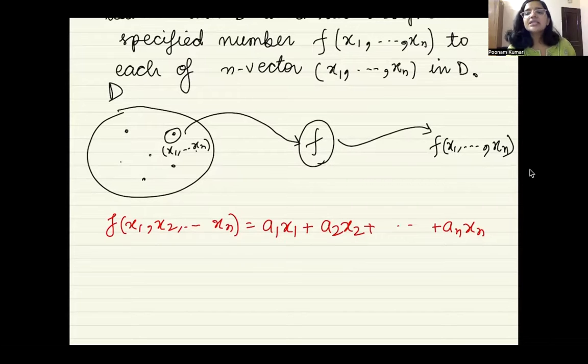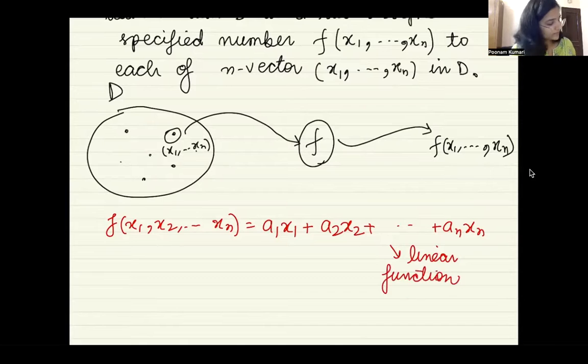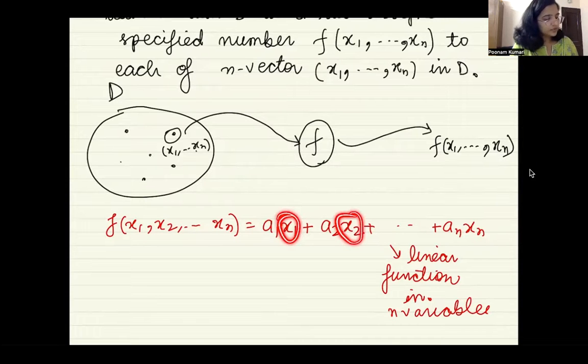Or a function can be of this kind. This is called a linear function, a linear function in n variables. So if I give you some values of x1, x2 up to xn, you'll easily be able to find the value of this function by simply putting x1, x2, xn wherever you have these values.